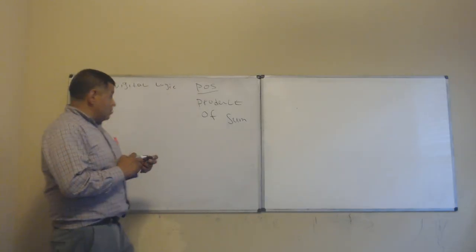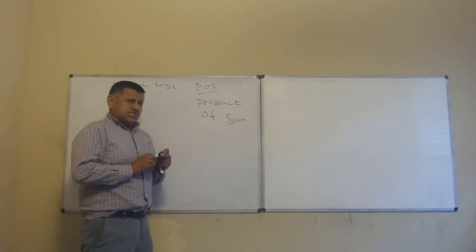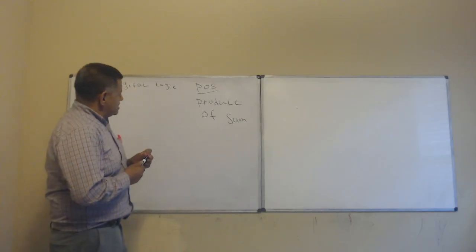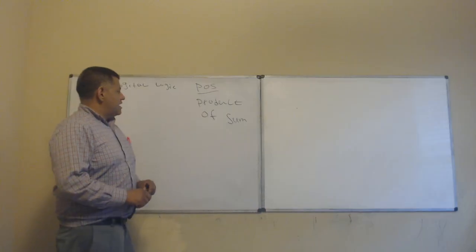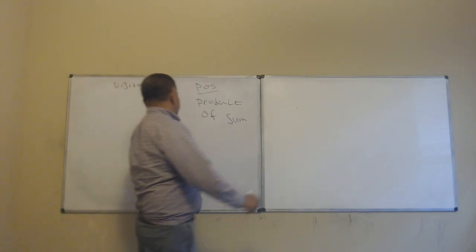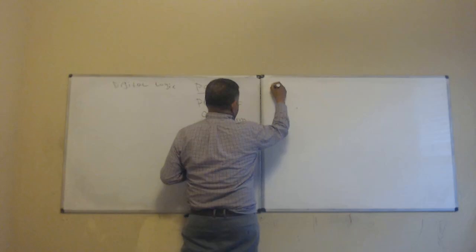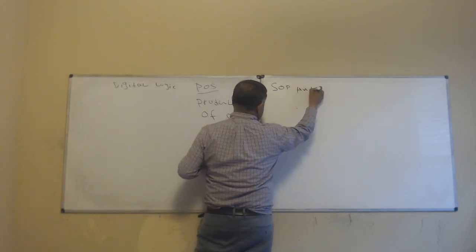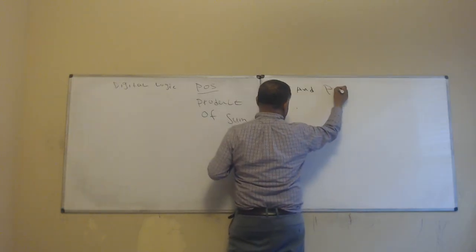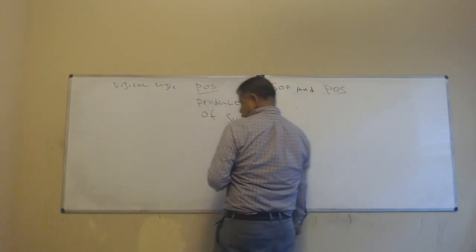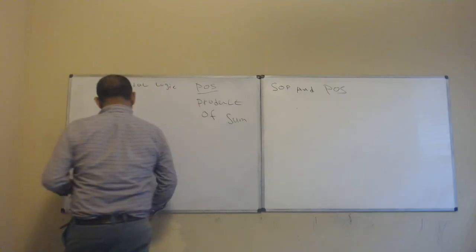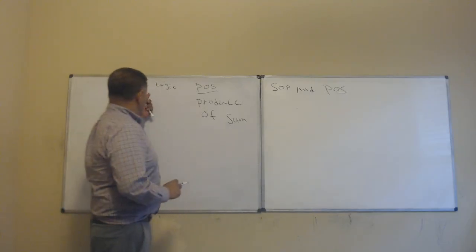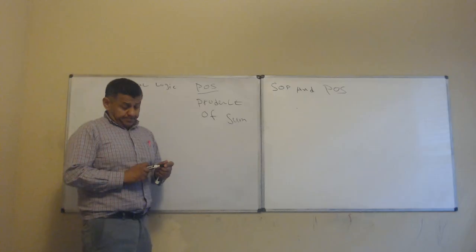So, last time we learned about sum of product, right? This is product of sum. We have two: SOP and POS. We're learning about this today.